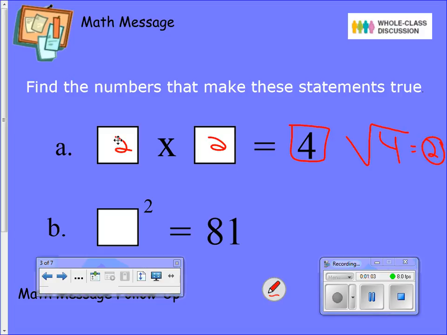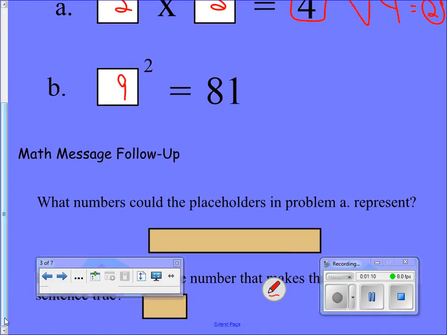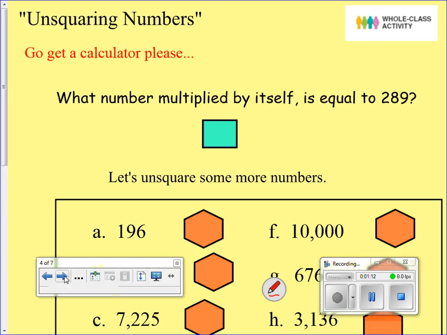Take a look here. What number times itself would equal 81? That number is 9. Okay, we already solved these. We're going to keep on going here.